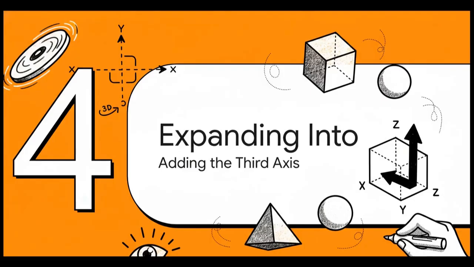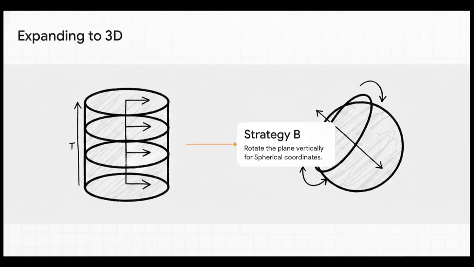Section 4, expanding into 3 dimensions. Time to upgrade our 2D plane into full 3D space. Mathematicians realized there are two distinct, highly logical strategies to add a third dimension to a flat spinning circle. Strategy A is to take that spinning 2D circle and simply stack it vertically, layer upon layer. This gives us cylindrical coordinates.